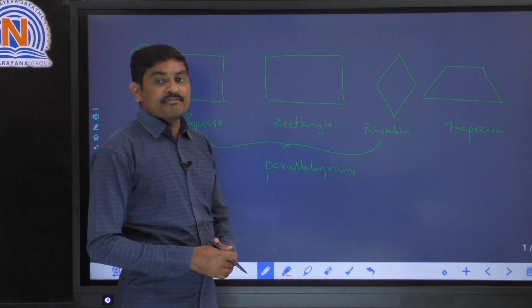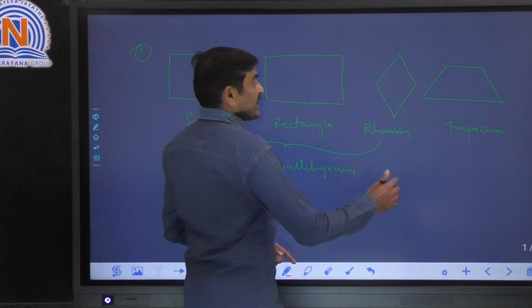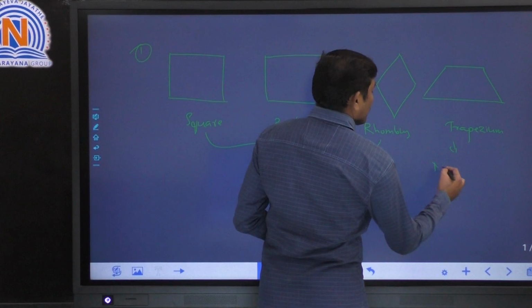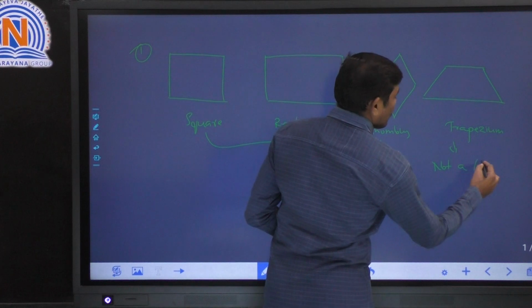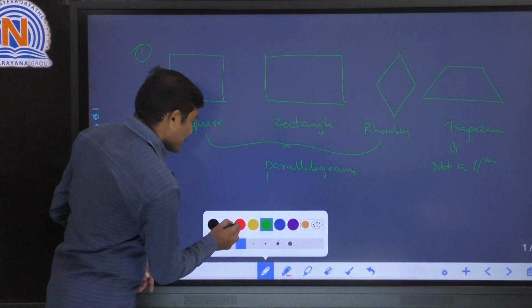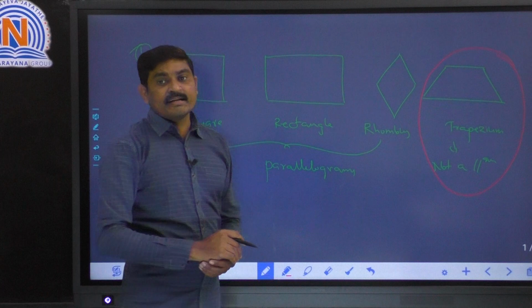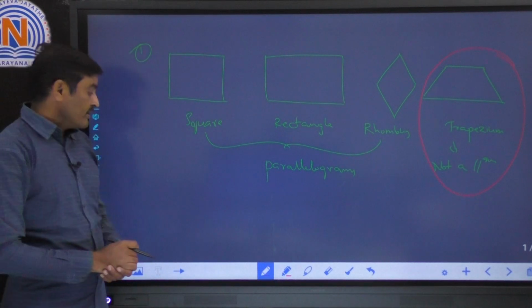Trapezium is the different one. All these three are parallelograms. Trapezium is not a parallelogram. So which is the different one? The trapezium is the different figure. Okay.